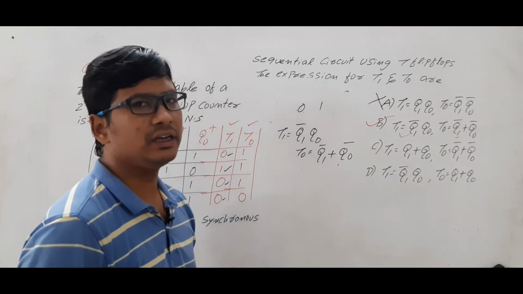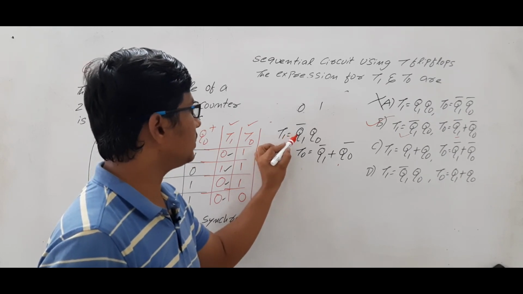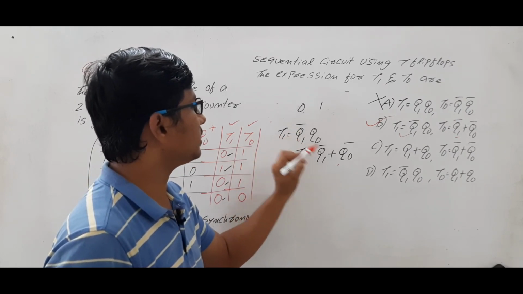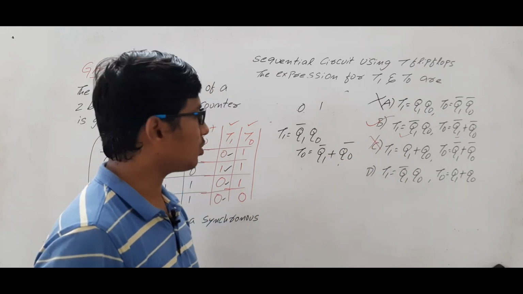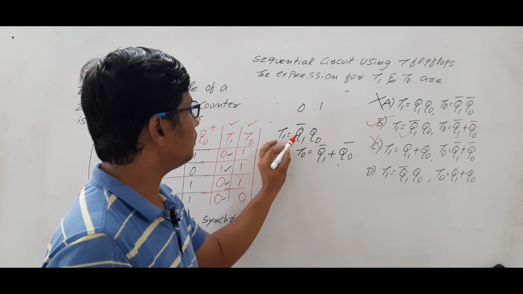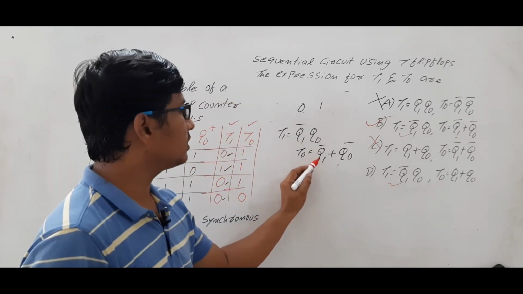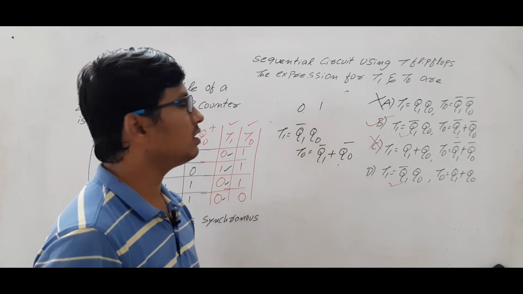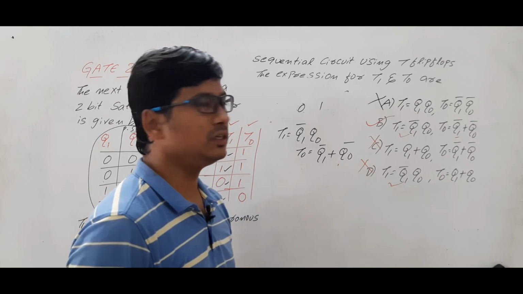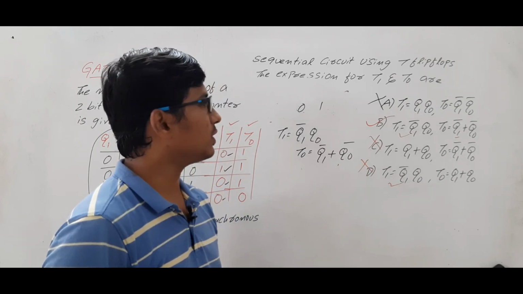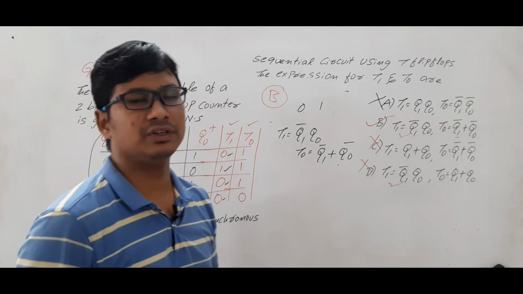Now we will see why option C and option D are wrong. It is saying that t1 is equal to q1's complement and q0, but it is saying q1 or q0. So option C is wrong. Option D is q1's complement and q0. This part is correct. But this part is saying q1's complement or q0's complement, but I got q1 or q0. So option D is wrong. Is it clear? Are you able to understand what is the right answer for this question? Option B is the right answer for this question.